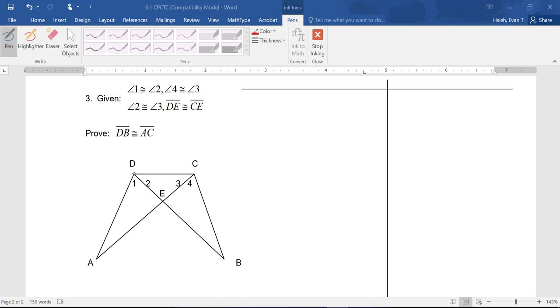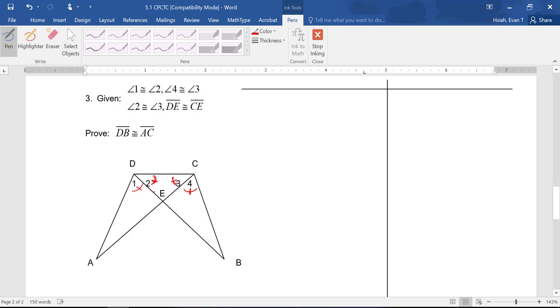Another proof on the back side. And so angle 1 is congruent to angle 2. Angle 4 is congruent to angle 3. Angle 2 is congruent to angle 3, so I know that these are actually marked the same. And therefore 3 and 4 are marked the same, so they're all congruent to each other.